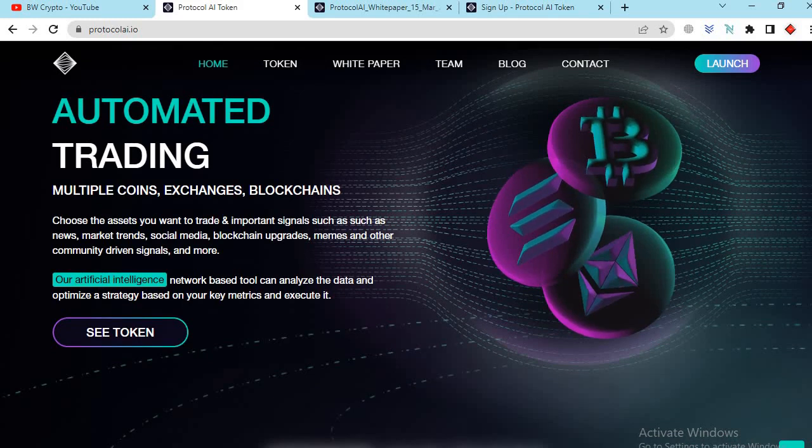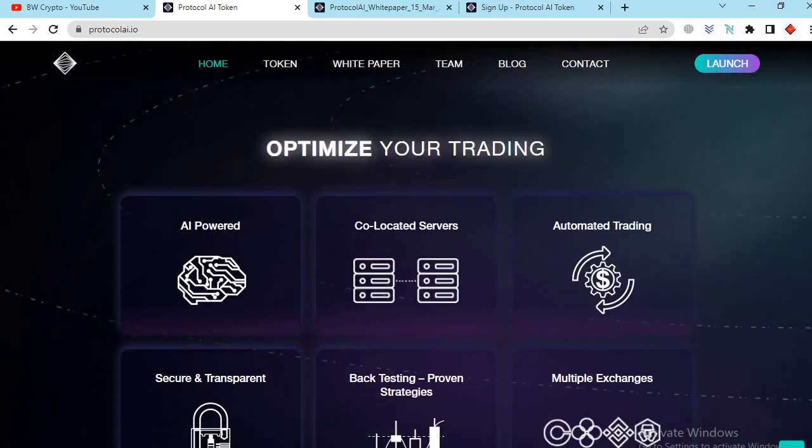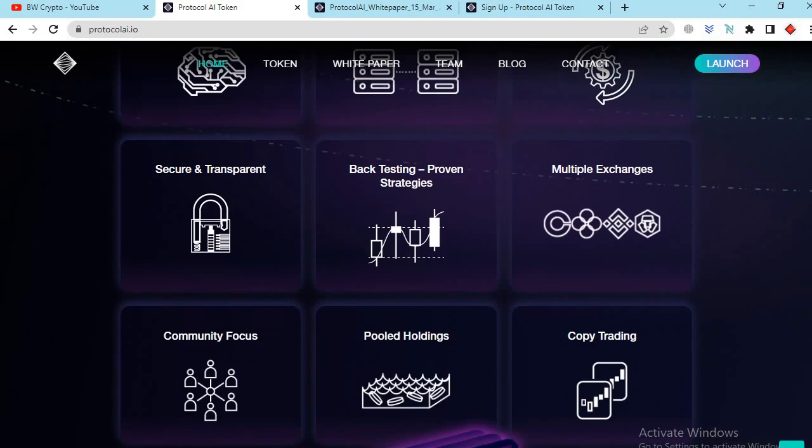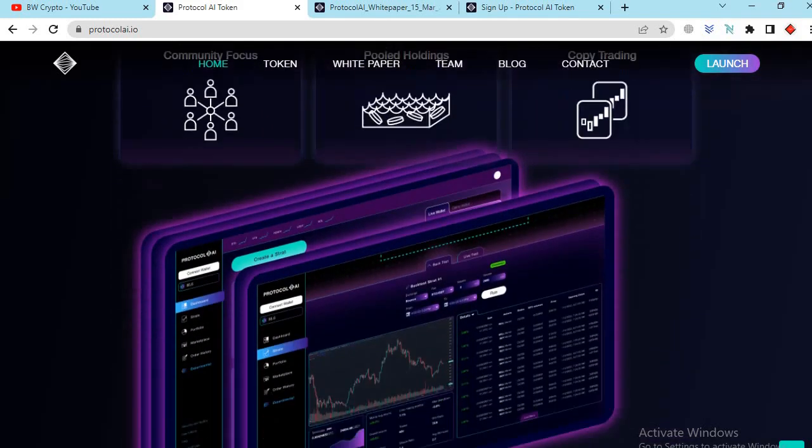And this is the detail of automated trading across multiple coins, exchanges, and blockchains. Their artificial intelligence network based tool can analyze the data, optimize a strategy based on your key metrics, and execute it. And these are the tools they are using on their trading platform. First is AI power. Second is co-located servers, automated trading, secure and transparent, backtesting proven strategies, multiple exchanges, community focus, pooled holdings, and copy trading.